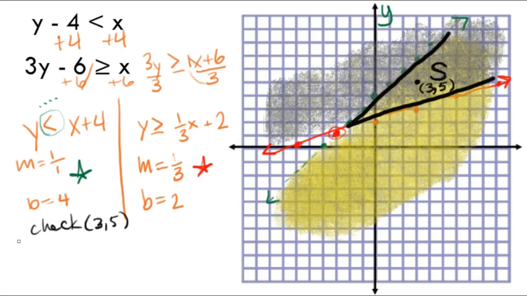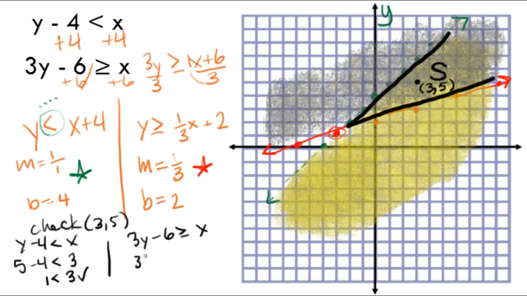And again, the originals here. I got to try to squeeze this in. y minus 4 is less than x. We plug in: 5 minus 4 is less than 3. 1 is less than 3. Check, we know that works. But it has to work in both. So 3y minus 6 is greater than or equal to x. 3 times 5 minus 6 is greater than, what did I say? Yep, 3. This is 15 minus 6, which is 9, which is greater than 3. So again, it works. So I know that the point (3, 5) is in the solution. Doesn't mean I did everything perfectly, but I probably did.